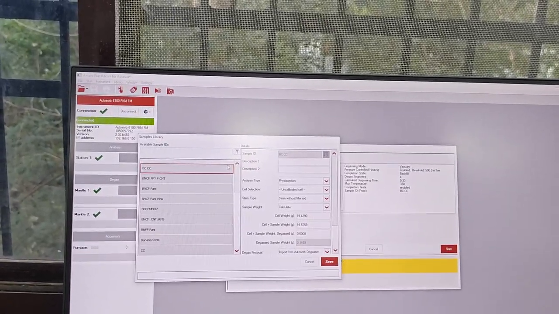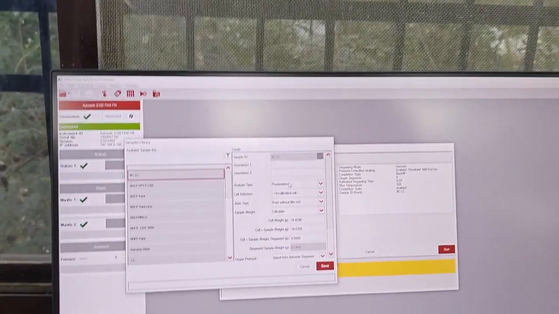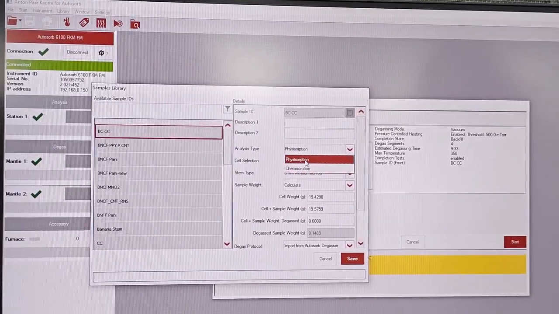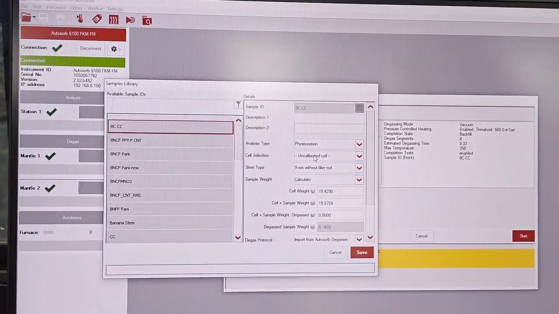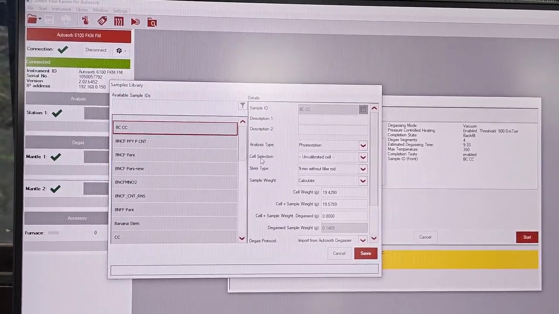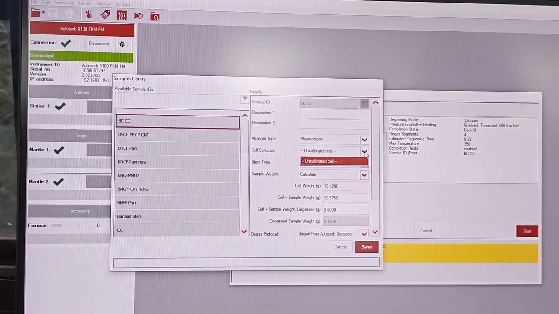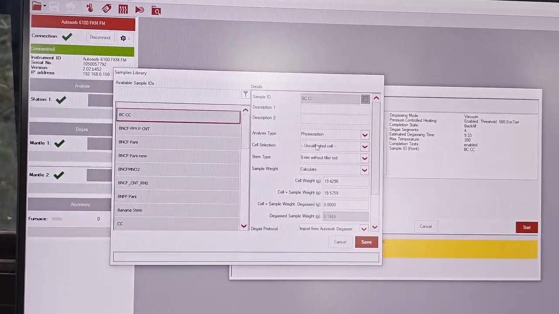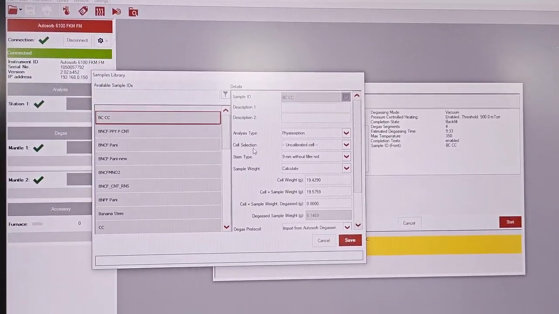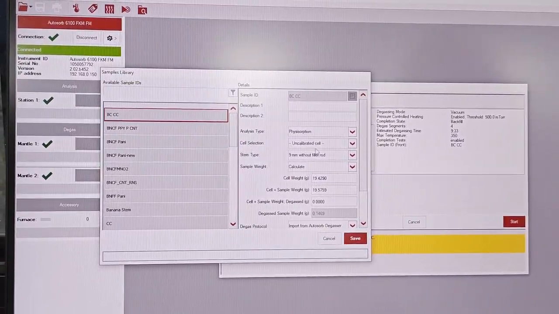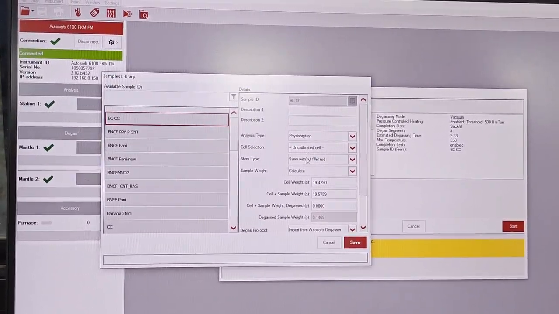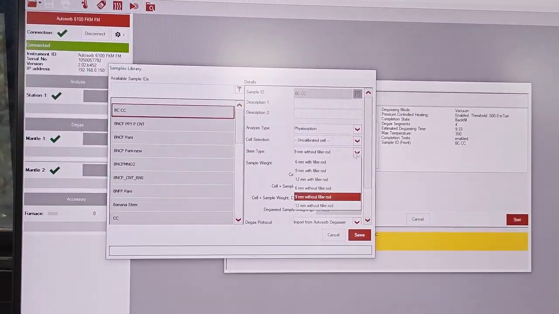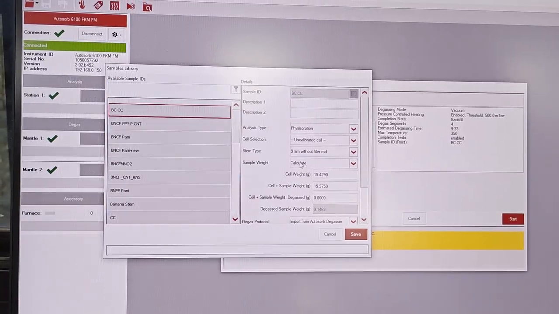Here, we are doing physisorption, not chemisorption. That is the physisorption fundamental principle I have discussed in my theory lecture. The first selection is multi-layer, homogeneous, and fissure option, no chemical adsorption. It will show what is the type of cell. So we are using an uncalibrated cell, 9 mm without filler rod.